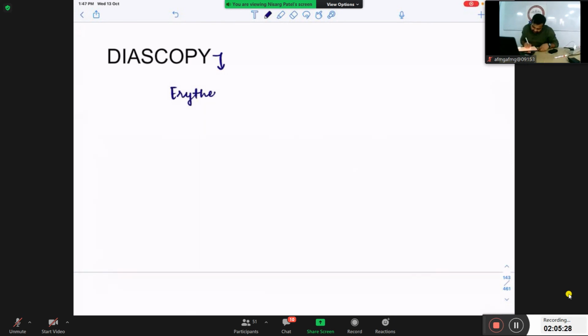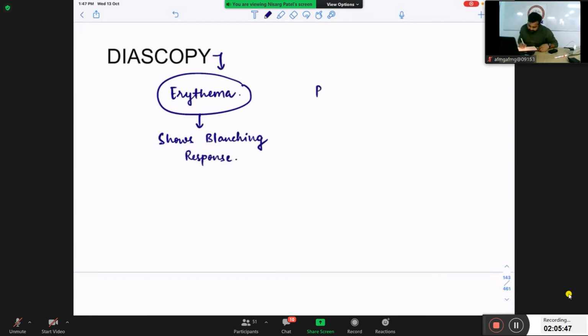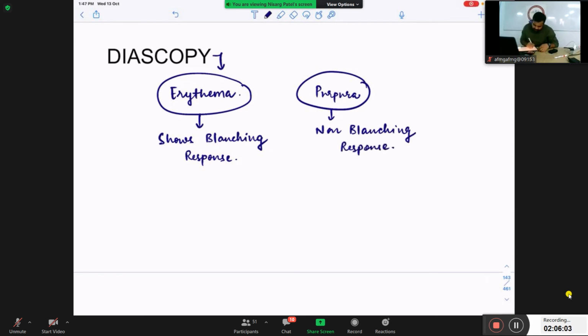If the patient has erythema, it shows the blanching response. Whereas purpura will show a non-blanching response. Okay, so this is our second MCQ point.